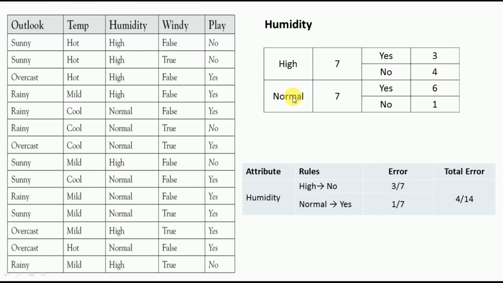When I have humidity is equivalent to normal, and if you look at this number of yes and no, I need to make the rule as normal is equivalent to yes, because we will get 6 correct decisions and 1 incorrect decision here, and the error will be 1 by 7. Normal is equivalent to yes, 1 by 7 is the error, and the total error in this case is 3 plus 1, that is 4, out of 7 plus 7, that is 14. 4 out of 14 is the total error, you can say here.